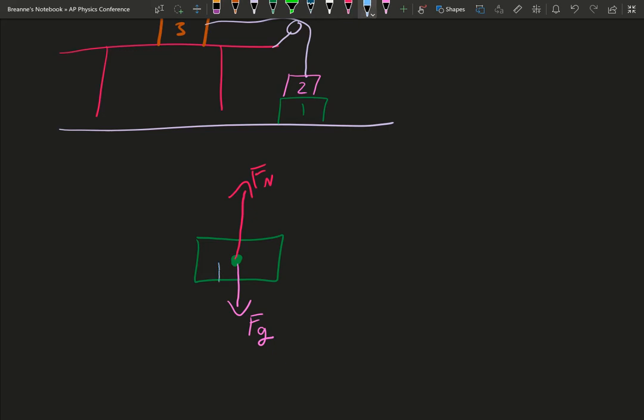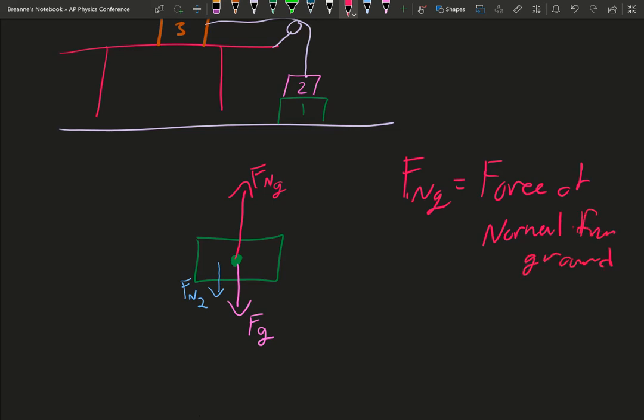You can call this pretty much anything you would like. It's technically a normal force, but if you want to call it normal force 2, and then you could call this force a normal ground, G for ground. Anytime you do something weird like that, go ahead and write right over here, equals force of normal from ground. So just label. You don't have to do anything special. You could have just put an A there. You just have to make sure the graders know what's going on.